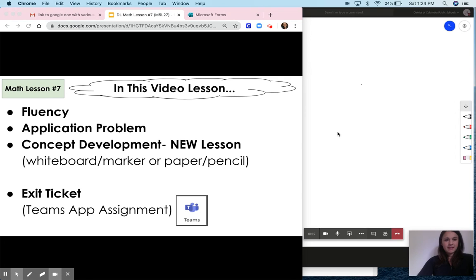In this video we will do fluency, application problem, and then concept development, which means new lesson. For all three of those you need your whiteboard and marker or a paper and pencil. If you don't have those things, go get them, pause, and come back. And then we'll do an exit ticket on Teams.